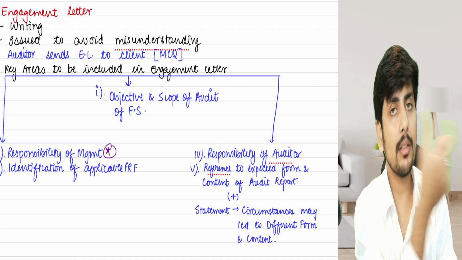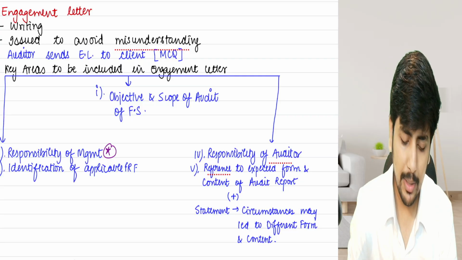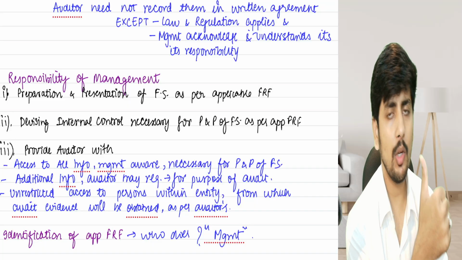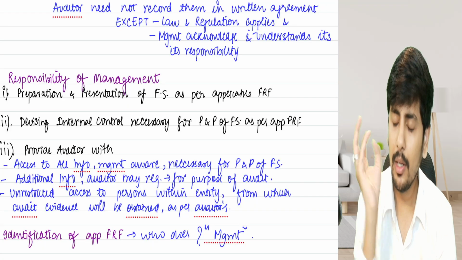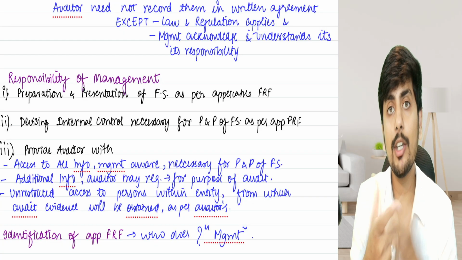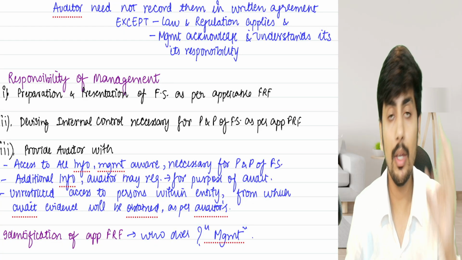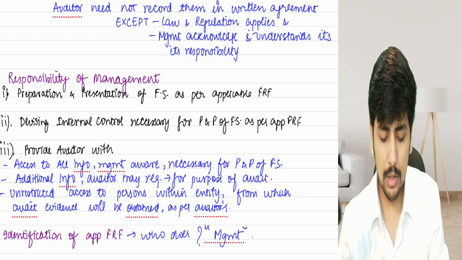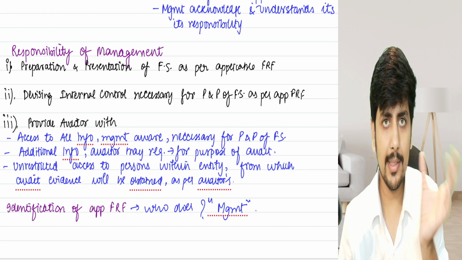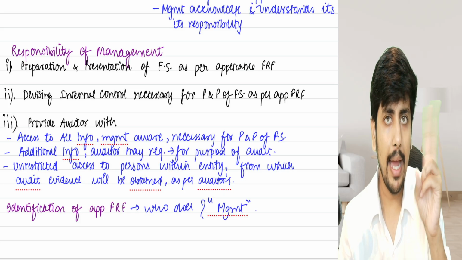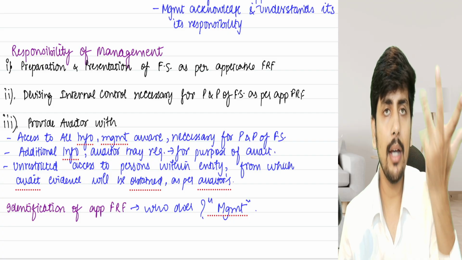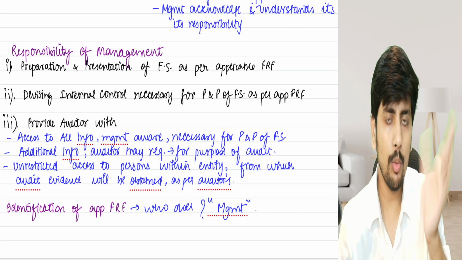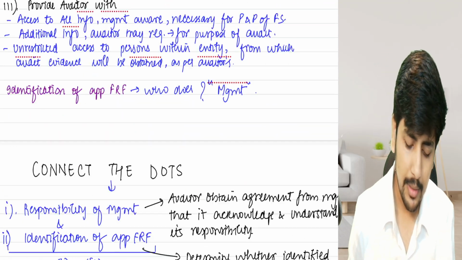Then we elaborate the discussion of responsibility of the management. Sir, there are 3 points, and the third point has 3 sub-points. Preparation and presentation of financial statements as per applicable FRF, devising internal control necessary for preparation and presentation of financial statements as per applicable FRF, and third, provide the auditor information. Sir, 3 sub-points: access to all information necessary for preparation and presentation of FS, additional information that the auditor may require, and third, unrestricted access to the persons within the entity from whom the auditor may require audit evidence. Okay, sir. Then we connect the dots.